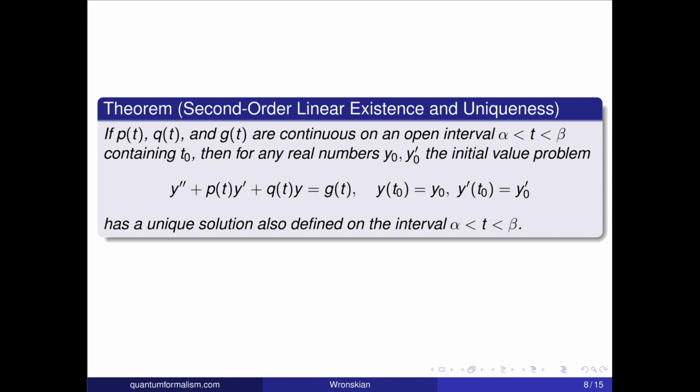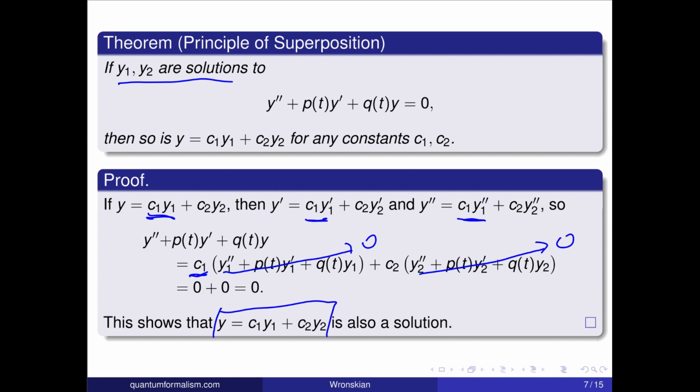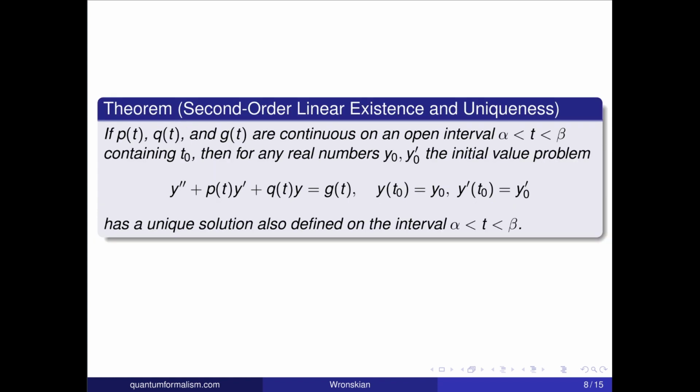All right, in other words, if we want to show that a linear combination like this, y equals c1 y1 plus c2 y2, where c1 and c2 are arbitrary constants, is the general solution, all we need to show is that we can solve every initial value problem. And that's from the uniqueness part of this theorem. Because there's a unique solution to every initial value problem.